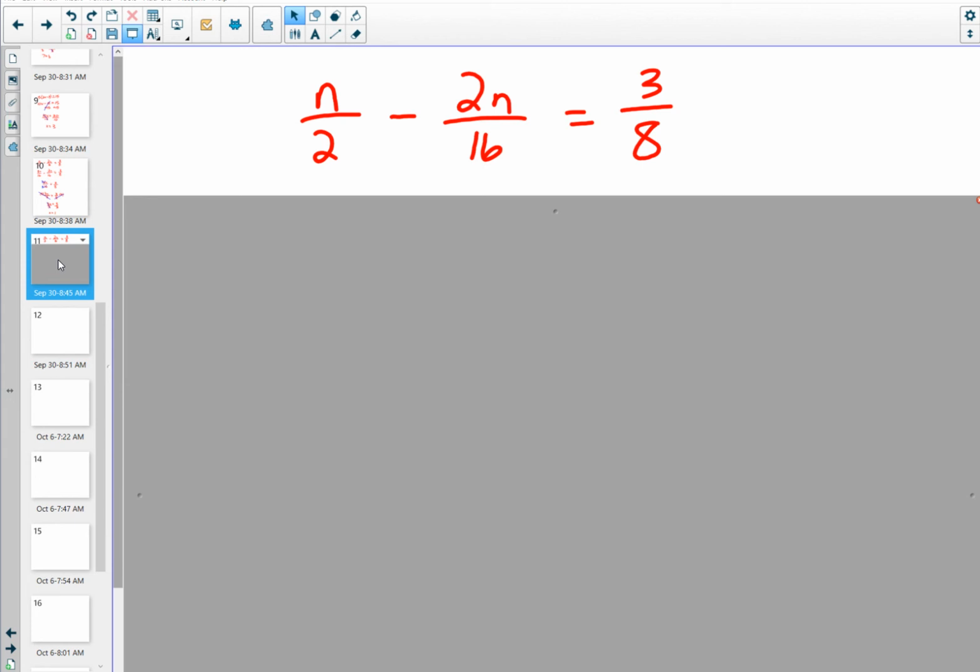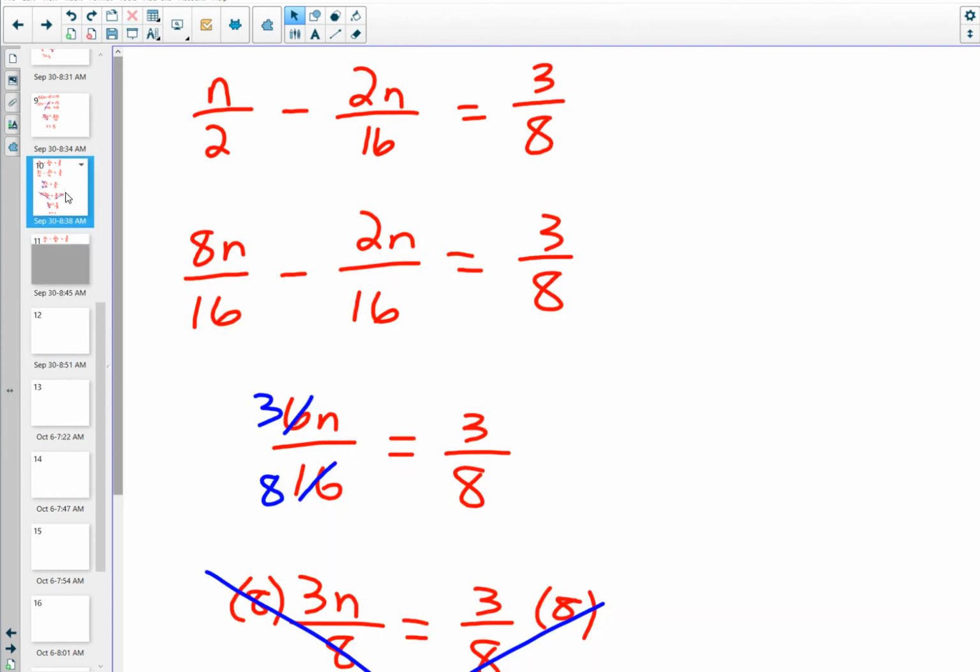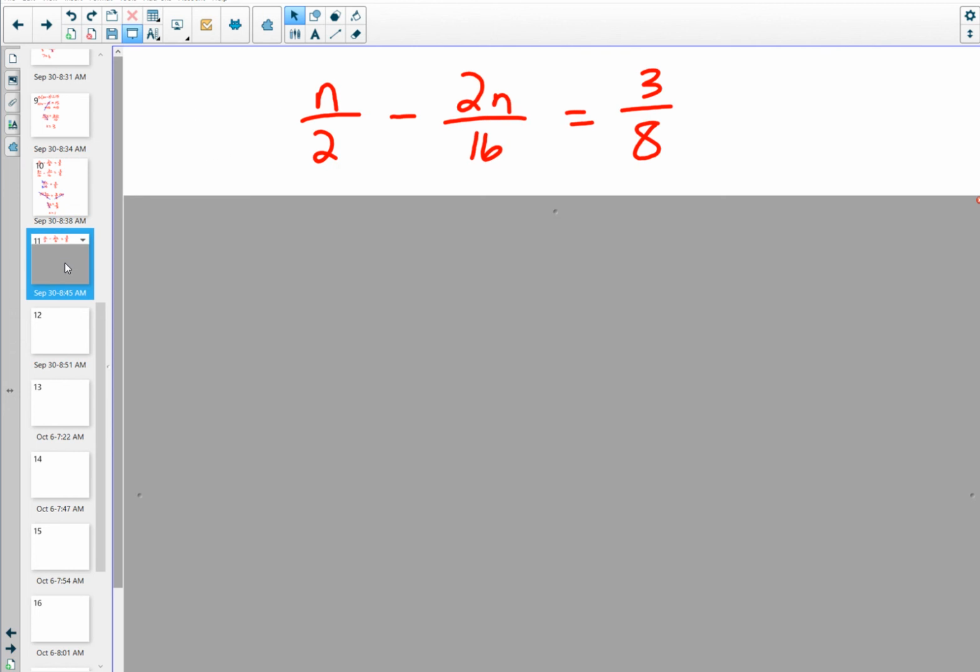I'm gonna ask you the same question. You're gonna give me the same answer. We're gonna use that number differently. Instead of using that 16 to make the denominators match, that LCD can also be used to start off multiplying everything. Multiply every number by that 16.